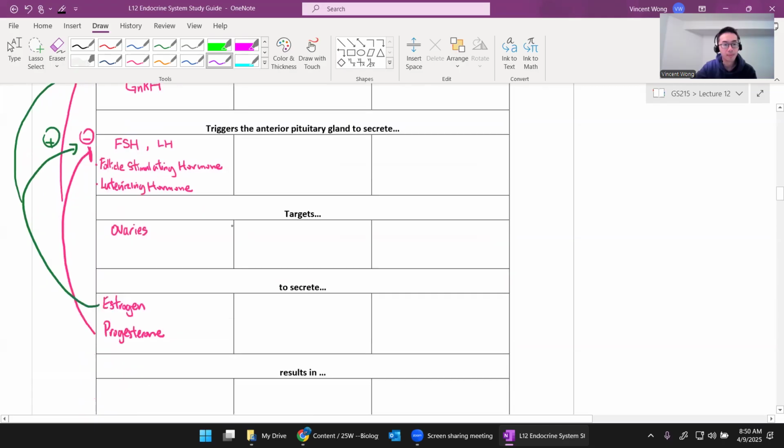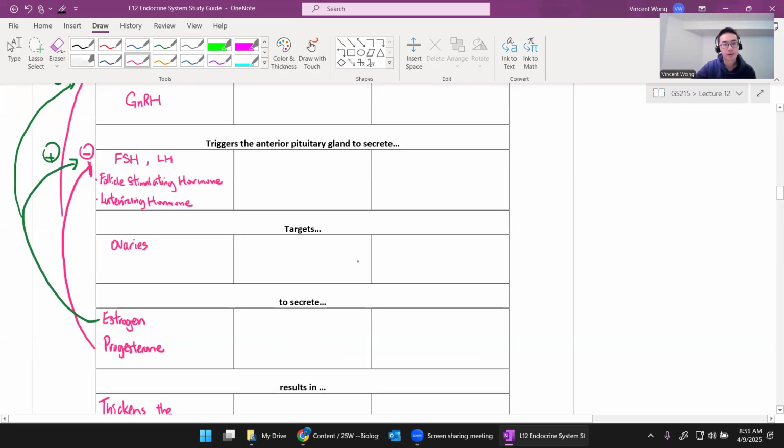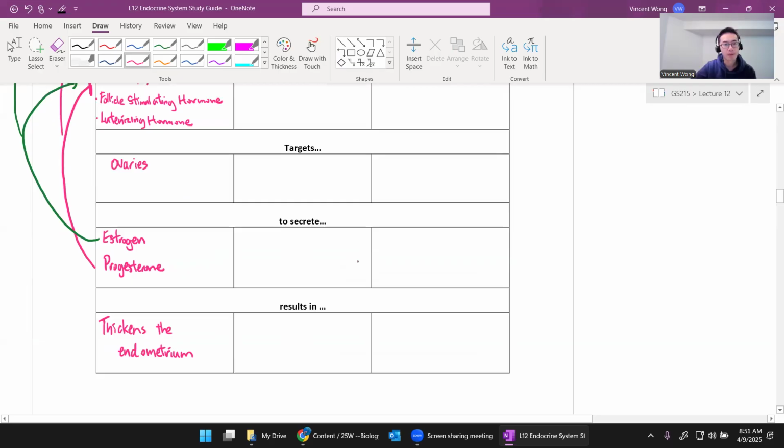Okay, back to here. What do these things do? Well, estrogen and progesterone thicken the endometrium. Okay, so that's one path.